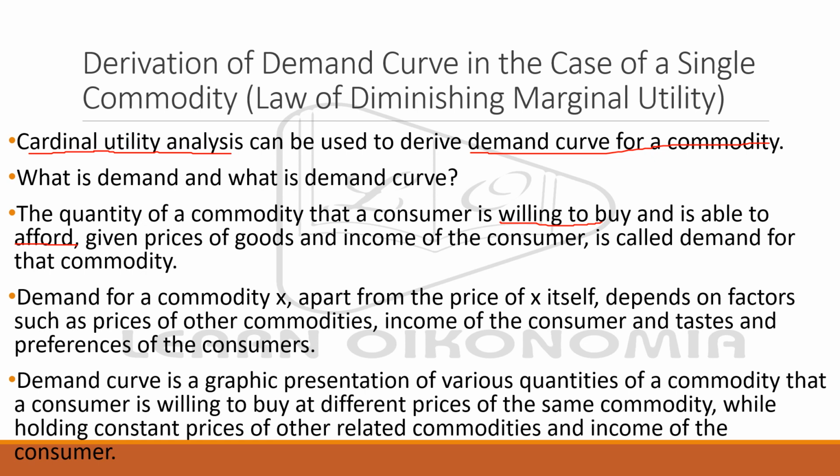Able to afford, it says. That means the consumer should have some money to buy the commodity. And in this case, we consider that the price of the goods in the market and also the income of the consumer are unchanged. And this is what is understood as demand for the commodity by the consumer.